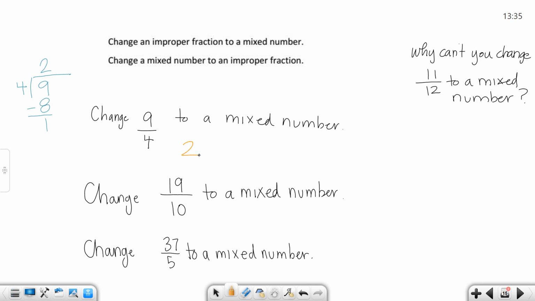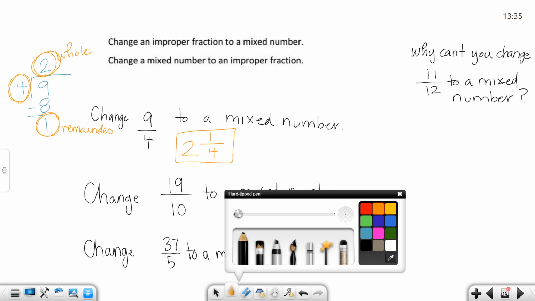Okay, so the way that we're going to write that is this. 4 goes into 9 2 times, so that's your whole number. This part right here is your whole number. This part is your remainder. You take your remainder and you divide it by your divisor. And this is how you write it as a mixed number. So here's your whole number, 1/4. Okay, so let's try the next one.